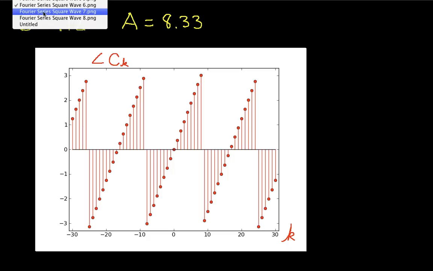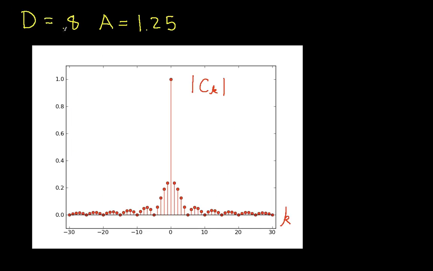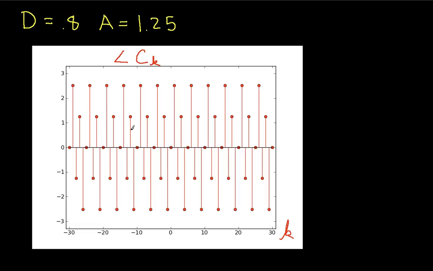And finally, let's look at the case where d is large. So when d is 0.8, I get something that's very large at the center and then drops down very quickly as k gets large, either positive or negative. When I look at the phase, here I have, I'm not actually sure what numbers these are. These are multiples of pi, but I can't remember exactly what they are.